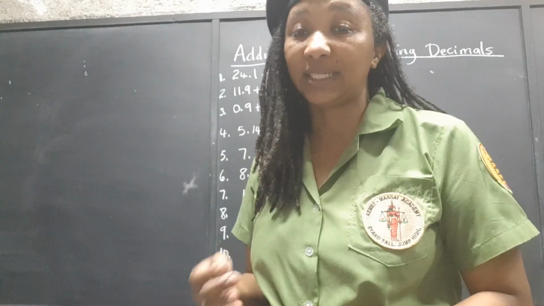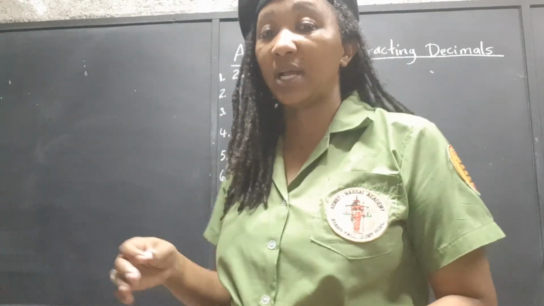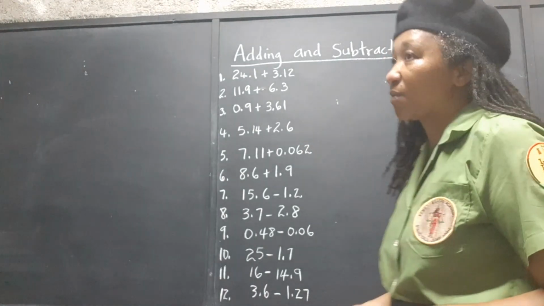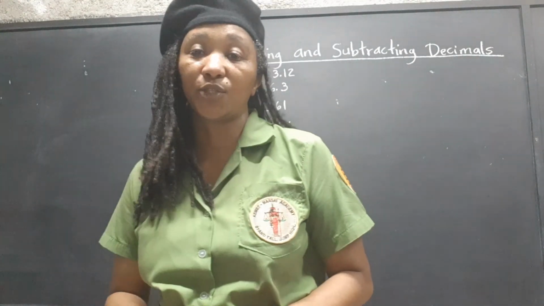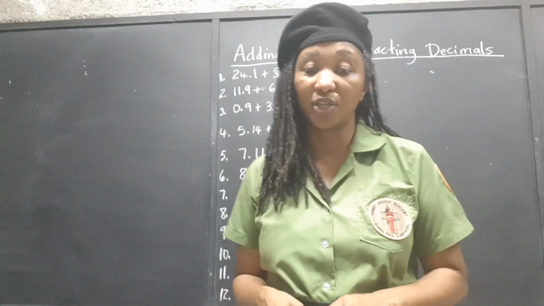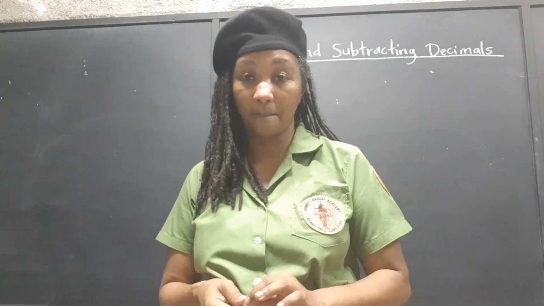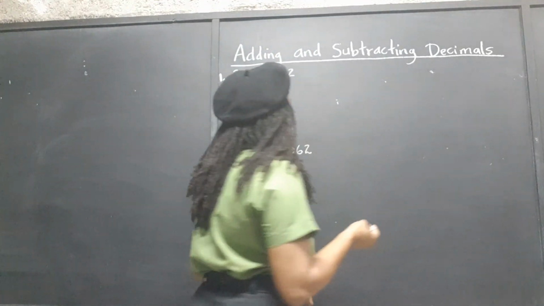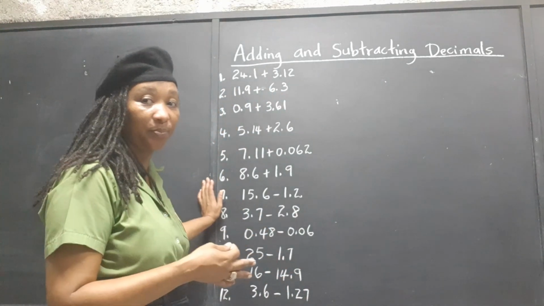What we're going to be doing now is adding and subtracting decimals at the grade 4 level. So the first thing we need to do is to line up the decimal places according to the place value system. Okay, so we're going to set out our problems, make sure that we line up.